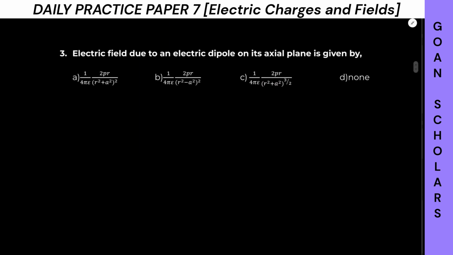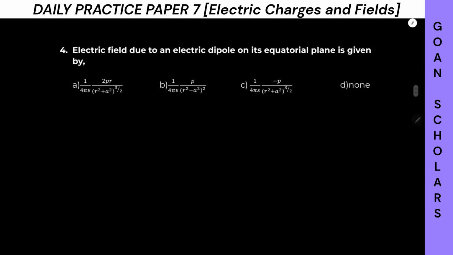Question number 3. Electric field due to an electric dipole on its axial plane. Now this is a derivation, and you should know it is equal to 1 by 4 pi epsilon naught, 2Pr upon r square minus a square whole square. Clear it is? So option B is the correct answer for the third one.